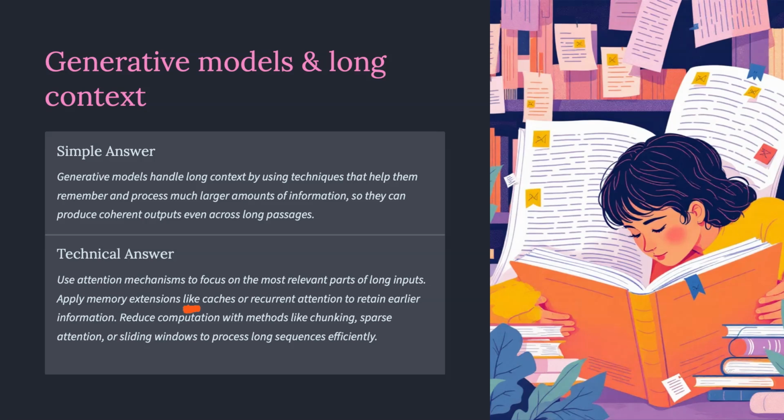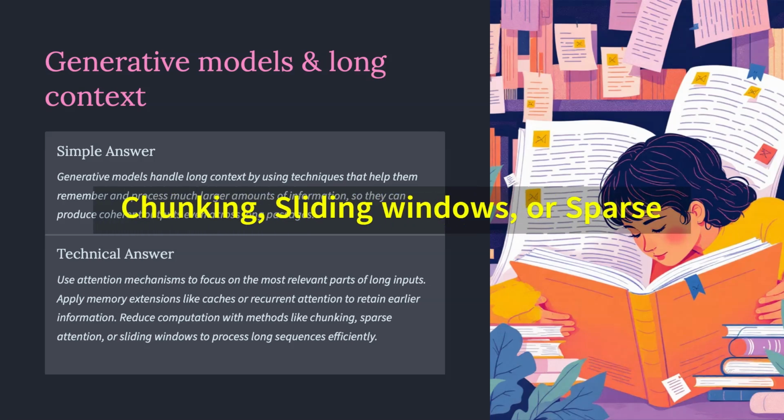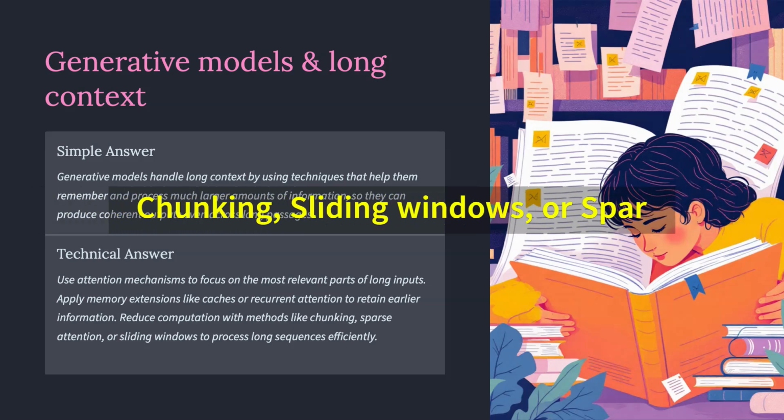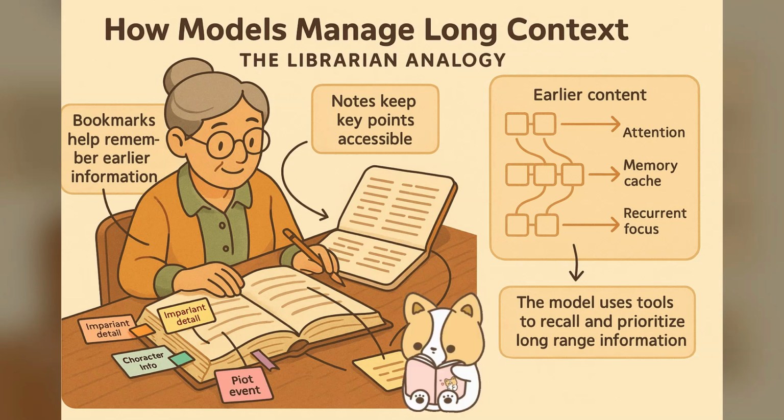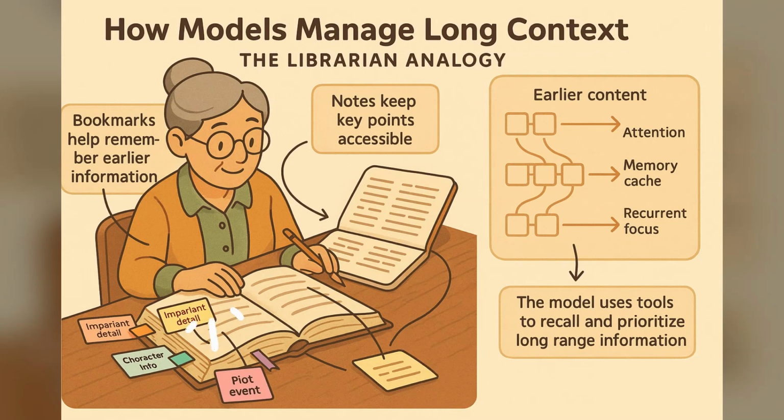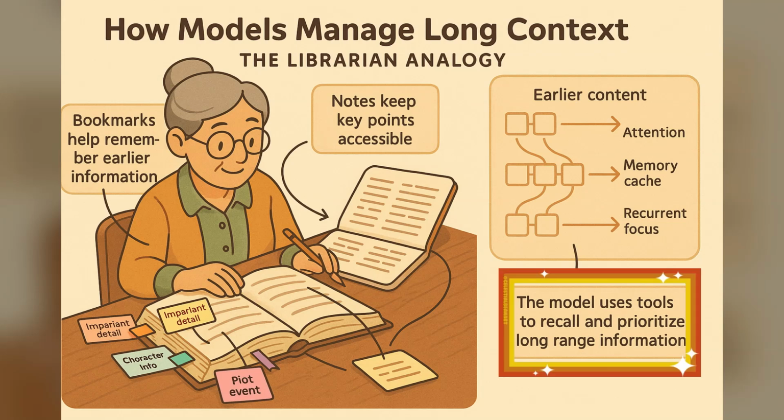Memory tools like caches or recurrent attention preserve earlier information, and methods such as chunking, sliding windows, or sparse attention reduce computation for long sequences. Think of a librarian reading a long book using notes and bookmarks to recall important details from earlier chapters. Generative models do the same to keep the narrative consistent across extended context.